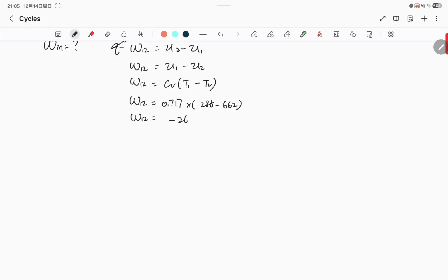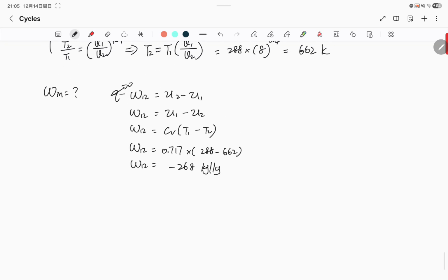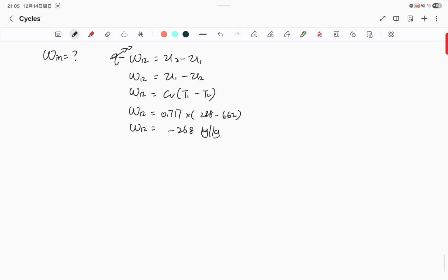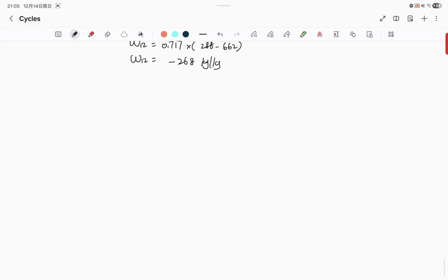We got negative 268. It's normal that it is negative because we are supplying work to compress, right? Remember this? When you compress something, you're gonna need to do work for it. So that's why it's negative. It's work in. Now let's do stage 3.